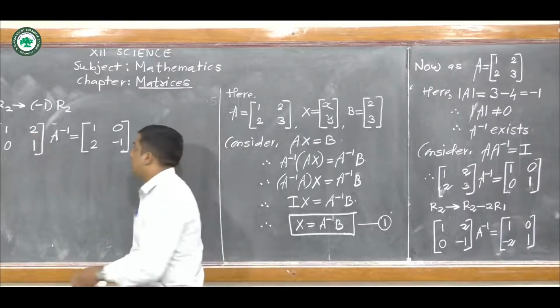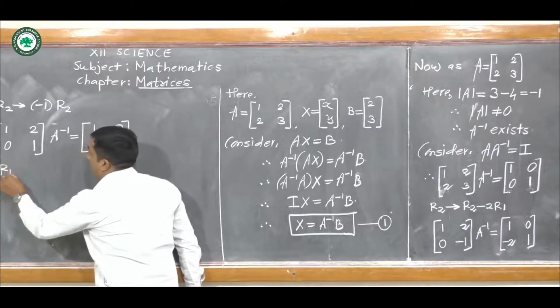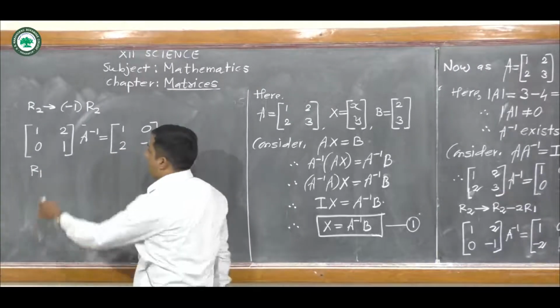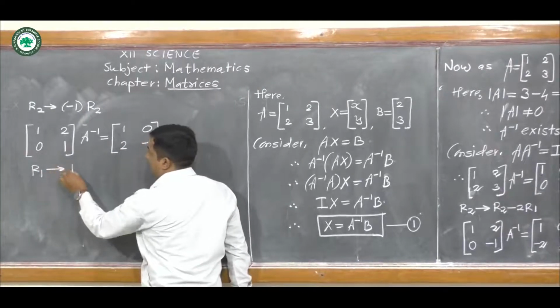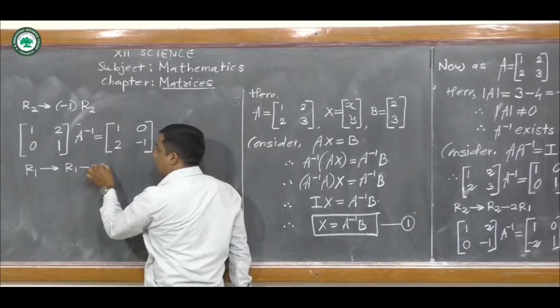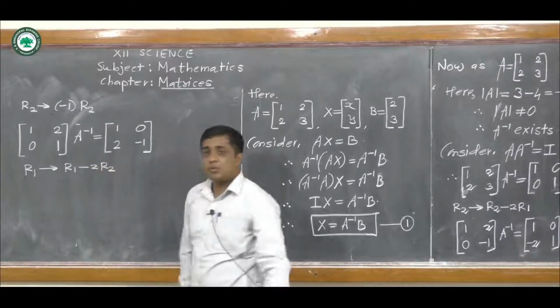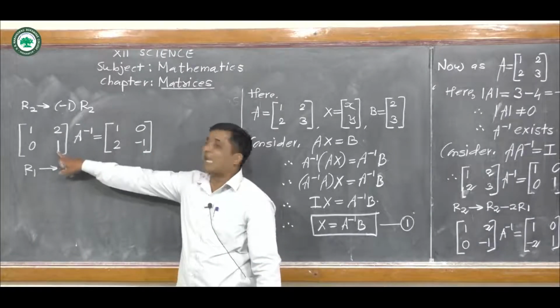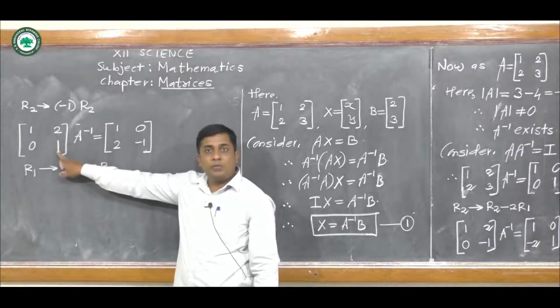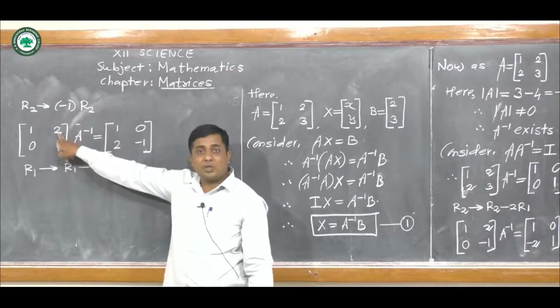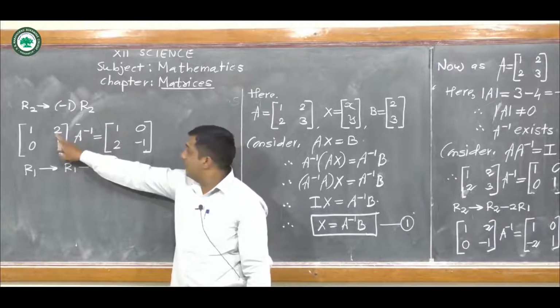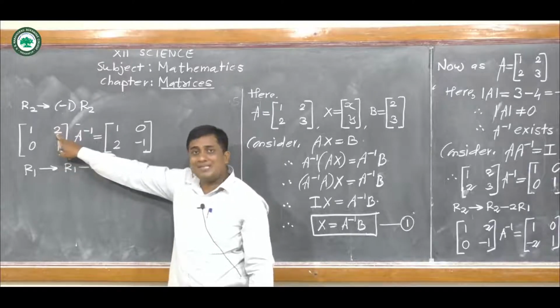And to make this 0, we consider here R1. That is, the transformation is on row first and the transformation is here R1 minus 2R2. That is, we multiply each element of the second row by 2 and we subtract this from our elements of row first. Okay, then we get 2 minus 2, 2 minus 2 is 0.